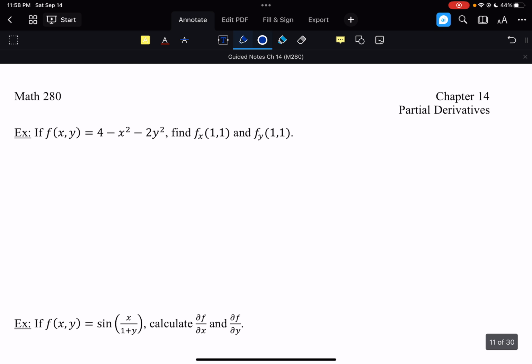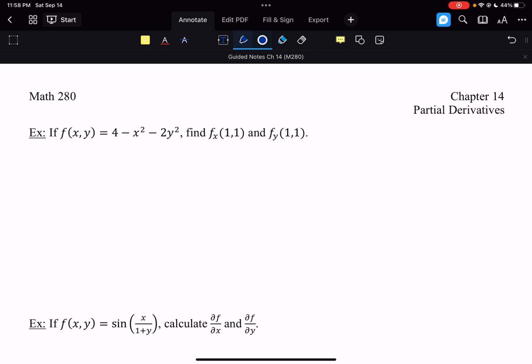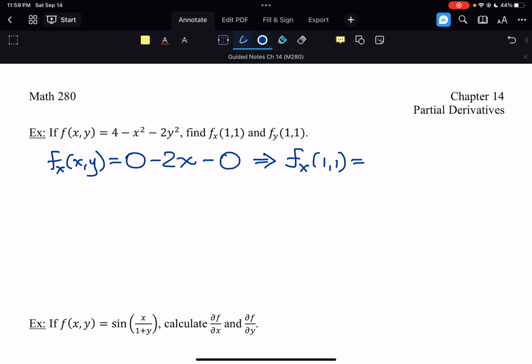Next up, we have a function f of x, y, another polynomial, and we're going to find a couple partial derivatives. So fx of x, y: derivative of 4 is nothing. Derivative of negative x squared with respect to x, we get negative 2x. And then derivative of 2y squared with respect to x is nothing. It's constant. So fx of (1, 1) is negative 2 times 1, so negative 2.